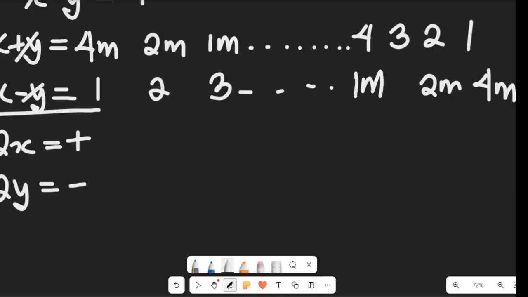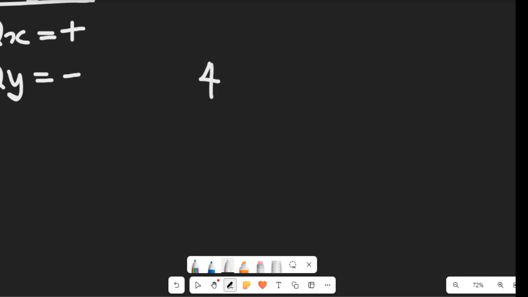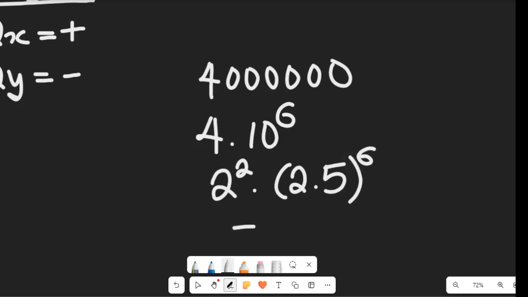Now let me consider 4 million. How many factors can I get from 4 million? If I have my 4 million, my 4 million can be 4 multiplied by 10 to the power of 6, right? So I can have 2 to the power of 2 multiplying 2 multiply 5, all to the power of 6. While this is equal to 2 to the power of 2, this can multiply 2 to the power of 6 multiplying 5 to the power of 6.